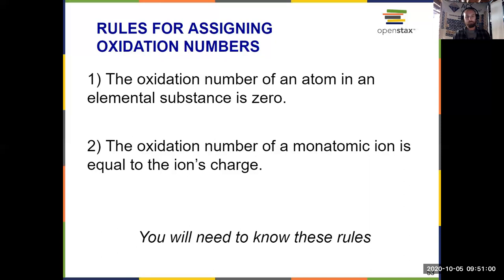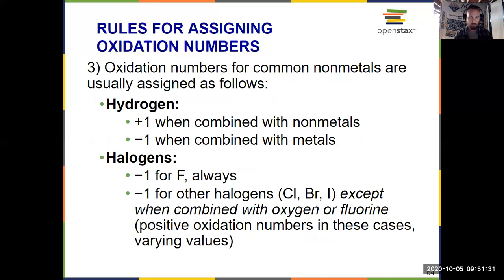Rule number 2, the oxidation number of a monatomic ion, so that means a single atom ion, is equal to the ion's charge. So that's easy, right? If I had Na+, for example, the oxidation number is equal to the charge, which is +1. Or if I had Br-, oxidation number is equal to the charge, -1. Calcium 2+, oxidation number is equal to the charge, +2. So those are pretty easy. What's rule 3? Make sure you're recording these in your notes. You have to know these rules.